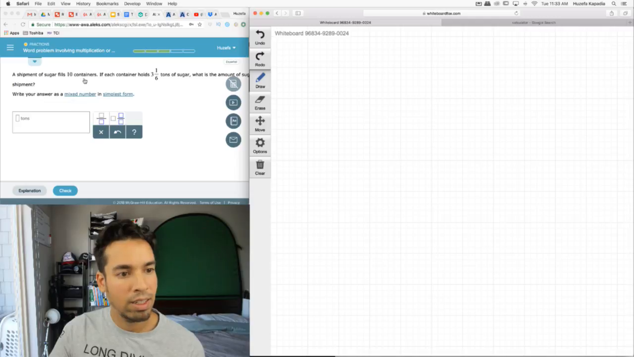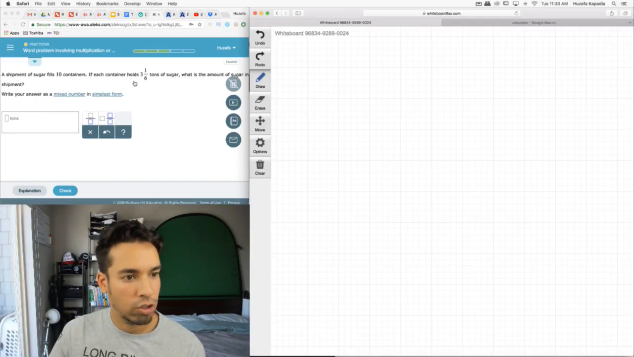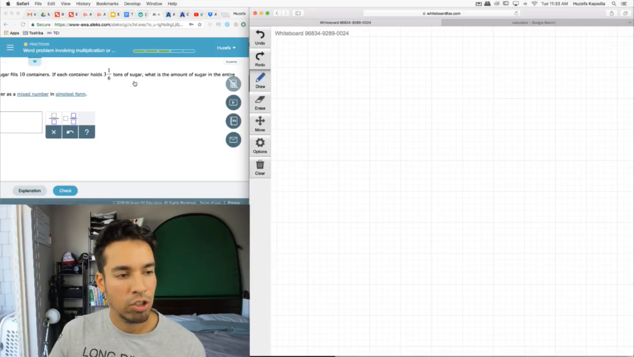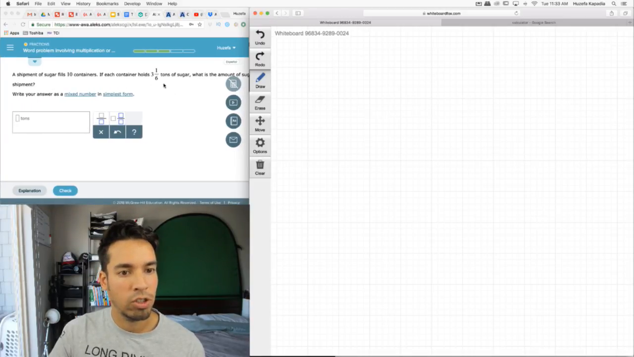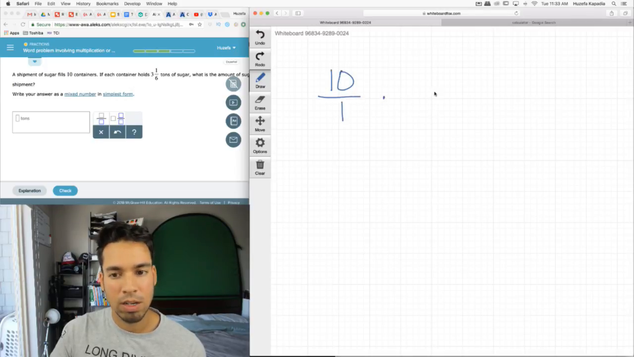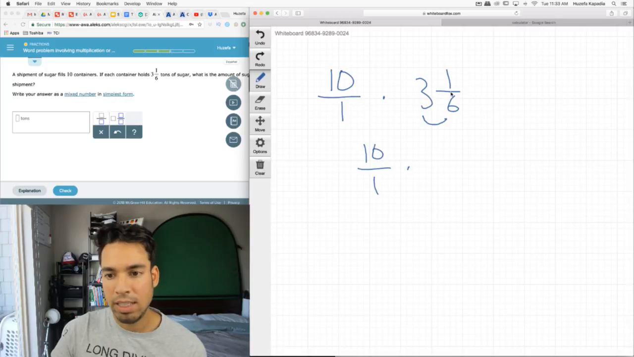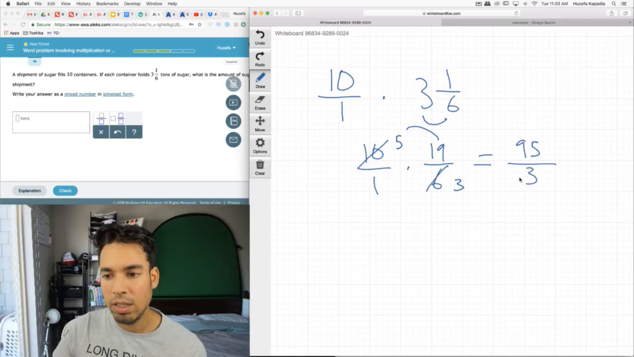We've got sugar fills 10 containers. If each container holds 3 1/6 tons of sugar, all right, what is the amount of sugar in the entire shipment? So we've got 10 containers where each container is that, so it's multiplication. 10 over 1 times 3 1/6. Same thing, let's turn this into an improper fraction. So it's 10 over 1 times 18 plus 1 is 19 over 6. Cross simplify, divide by 2, we get 3 and 5. 5 times 19 is 95 over 3.